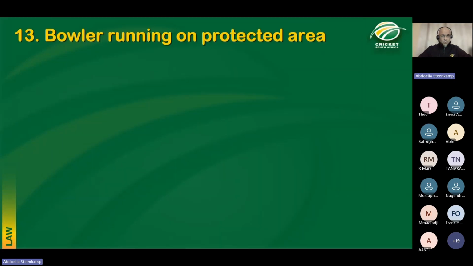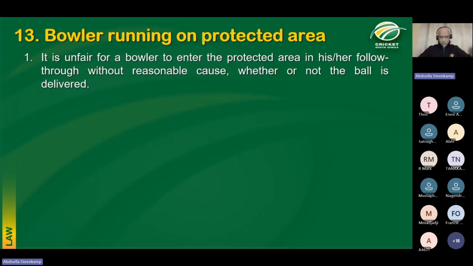So let's first start with, what do you do as an umpire when the bowler runs in the protected area? Let's first start with what the law says and how we need to deal with it. And then I'm going to cover a bit of practical application. So the law tells us, firstly, it's unfair for the bowler to go into the protected area without reasonable cause. If there's no reason for the bowler to go into the protected area, the law says it's unfair. And whether the ball is delivered or not, the bowler shouldn't go into the protected area.